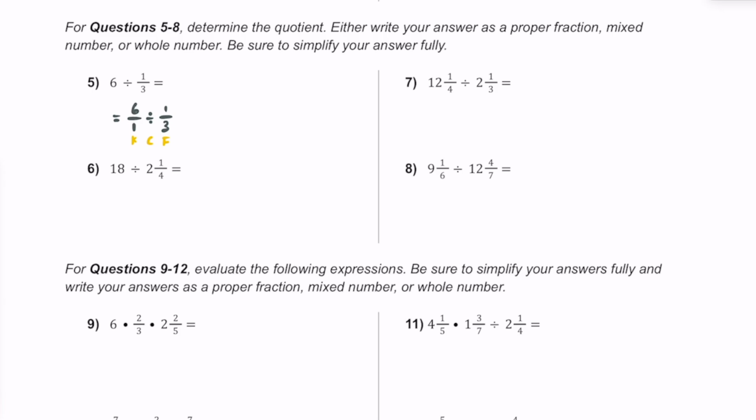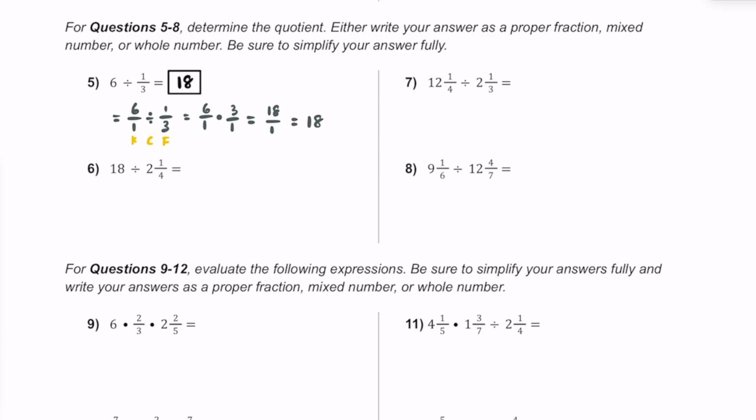So we're going to keep, change, flip here, or also known as keep the 6 as 6 over 1, change division to multiplication, then flip the 1/3 to 3 over 1, or write the reciprocal. And then 6 times 3 here, that's just going to be 18. And then 1 times 1 is going to be 1. So this simplifies to just saying 18 is the answer as a whole number. So you can fit 1/3 into 6, 18 times.